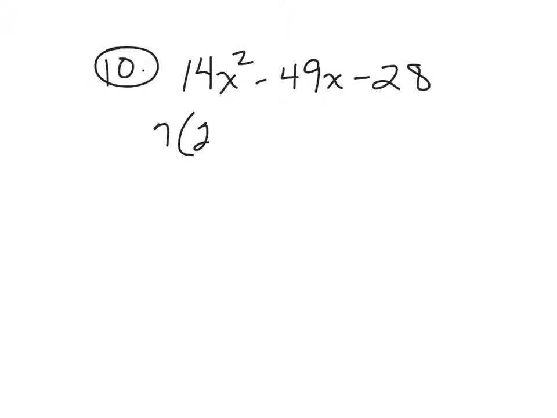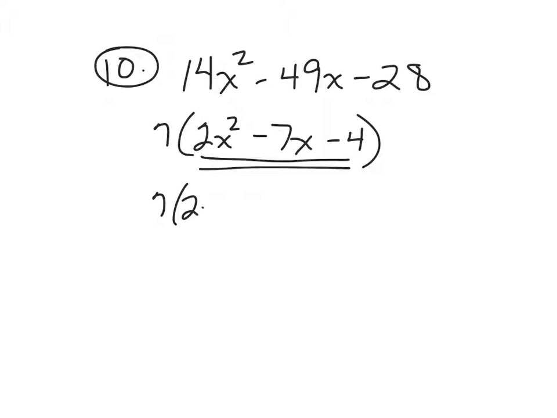7 out of 14 leaves 2x squared. 7 out of 49 leaves 7x. 7 out of 28 leaves 4. Now let's try to factor what's left on the inside. It has 3 terms, so we're going to do the AC method. We cannot use the shortcut. So, what are we going to do? We're going to leave 2x squared alone. We're going to leave minus 4 alone.